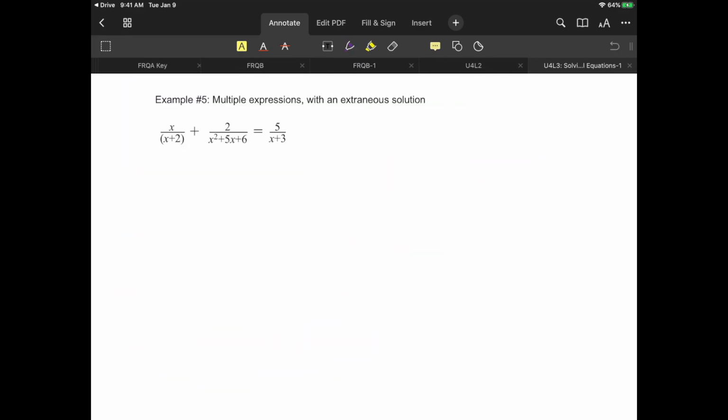All right, had to make a cut there, made a mistake in this one. I wanted to show you one last expression that has everything. It's got multiple expressions, and it ends up having an extraneous solution. And so let's start by just going through step by step.